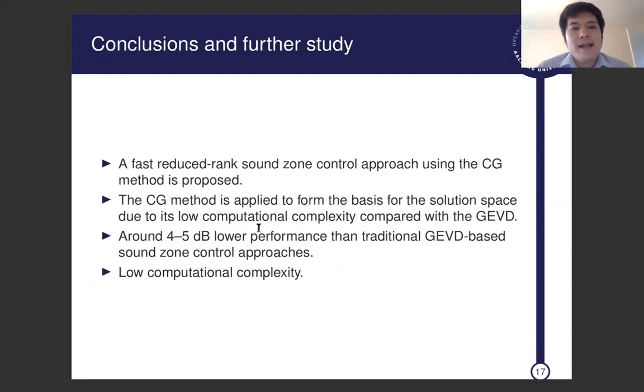So in conclusion, a fast reduced rank sound zone control approach using the conjugate gradient method is proposed. The conjugate gradient method is applied to form the basis for the solution space due to its low computational complexity compared with the GVD. There is around 4 to 5 dB lower performance than the traditional GVD-based sound zone control approach in terms of acoustic contrast and signal distortion. However, the proposed approach has a much lower computational complexity than the GVD-based approach. So therefore, it's more suitable for practical use than the GVD-based approach.